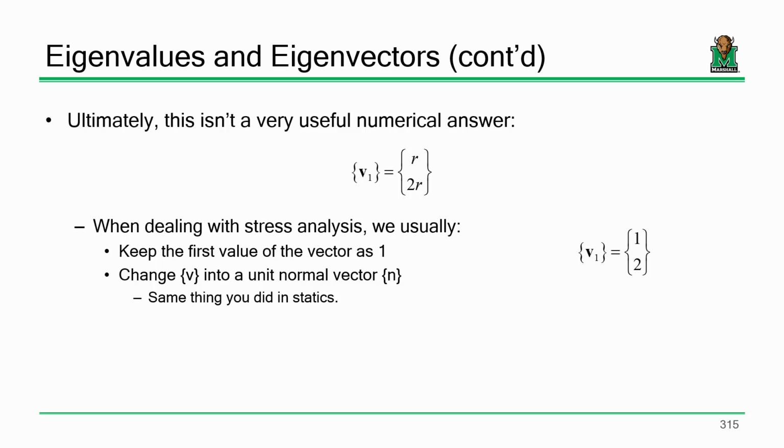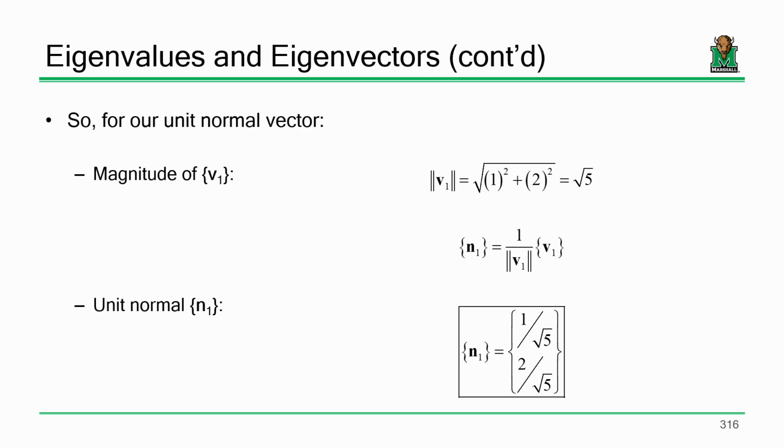Normally for what we do in stress analysis, because we like numbers and we like values, we usually report eigenvectors with the first value equaling 1. So whatever 1 is, we keep that down. Right. Does that make sense? Everybody good? Okay. So this is kind of like the same thing that you did in statics. We also like to report this in terms of a unit normal.